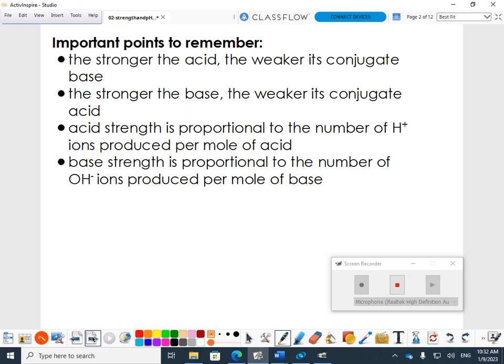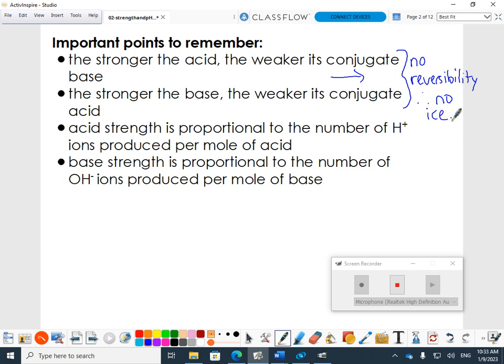The stronger the acid or the base, the weaker its conjugate. In fact, these substances have no reversibility. So their arrow is not an equilibrium arrow, which means no ICE table.